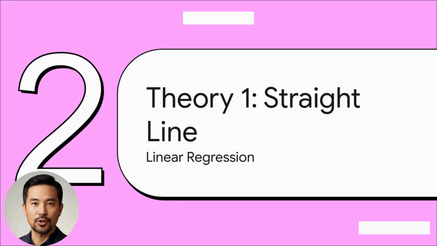So, we've got a lead. What now? Well, every detective needs a theory. Let's start with theory number 1, the straight line. What if this relationship is super simple, a straight line? As the days tick by, the price just changes at a steady, predictable pace. In the data science world, we call this simple theory linear regression.